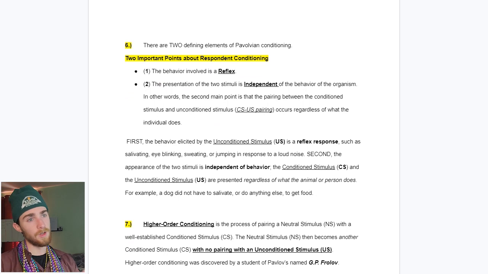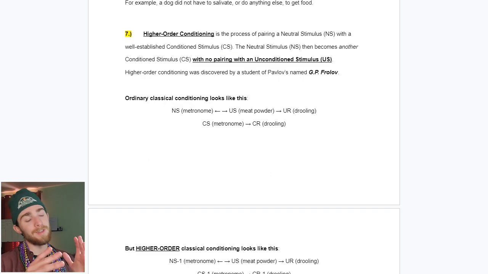That's classical conditioning. All right, so higher order conditioning is interesting. Higher order conditioning is the process of pairing a neutral stimulus with a well-established conditioned stimulus. The neutral stimulus then becomes another conditioned stimulus without having to be paired with an unconditioned stimulus. Now, higher order conditioning was discovered by a student of Pavlov's named G.P. Frolov. Remember that. Higher order conditioning, that was Frolov.